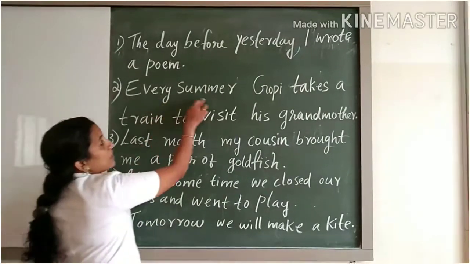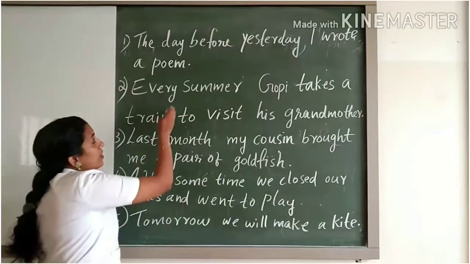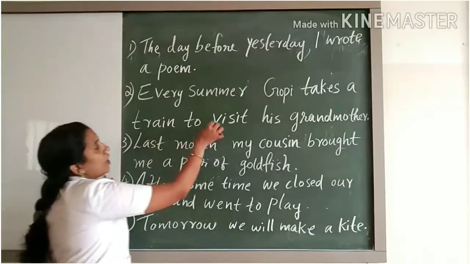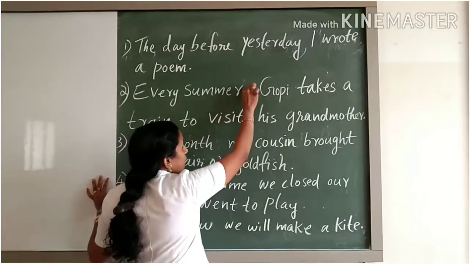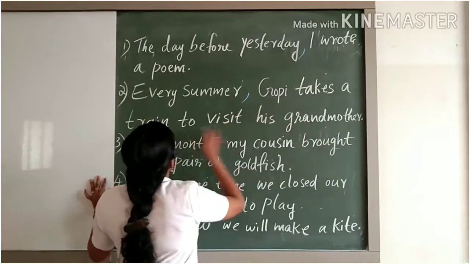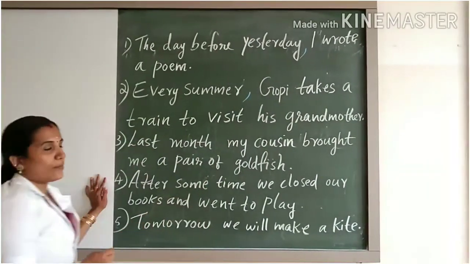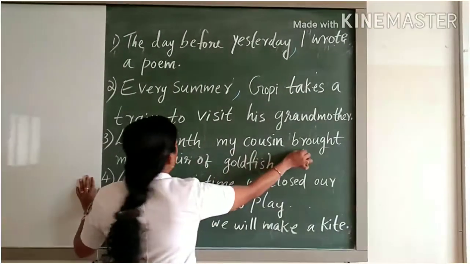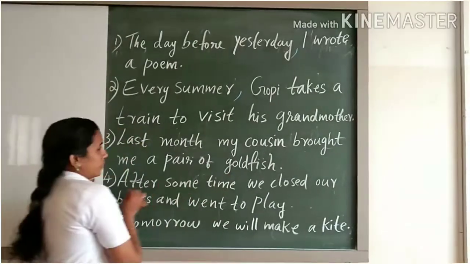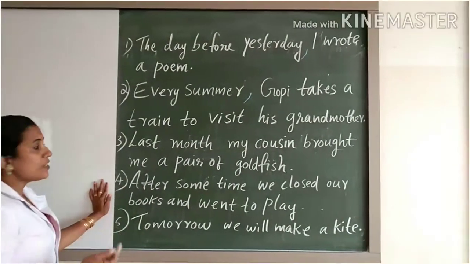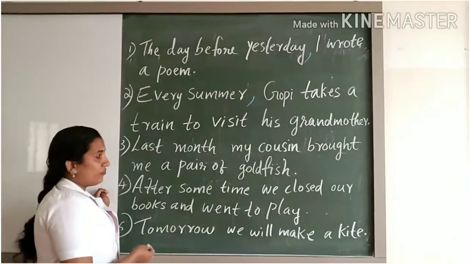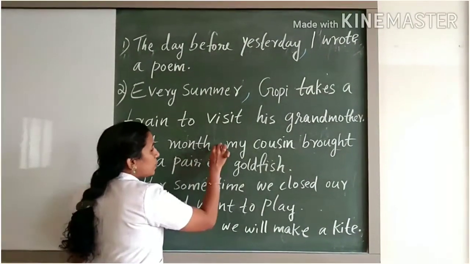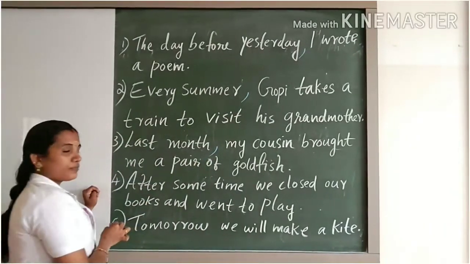Here we use every summer. It indicates a time. After every summer, we use a comma. Gobi takes a train to visit his grandmother. And the third sentence: last month, my cousin brought me a pair of goldfish. Here we use last month, a time. So after last month, we use a comma.